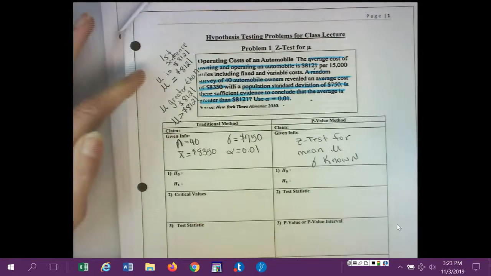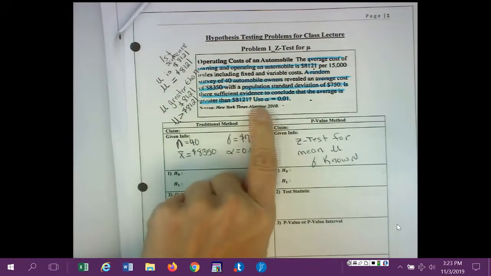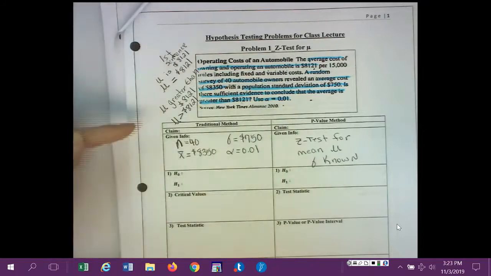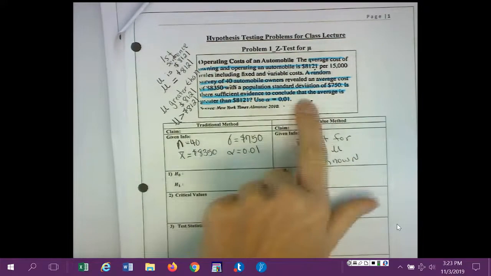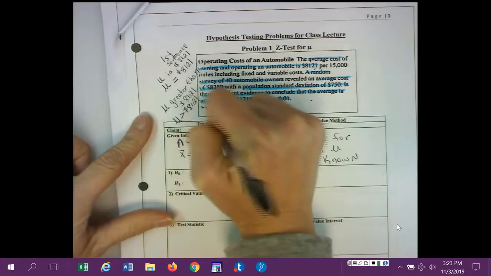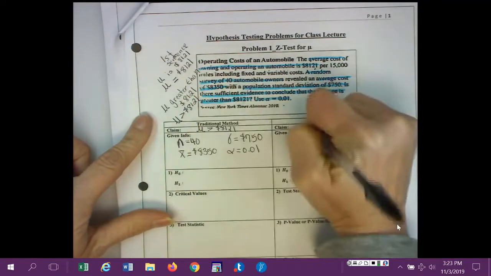The first sentence and what I call the last sentence, even though alpha equals 0.01 is technically the last sentence, the first sentence and the last sentence disagree. So one is the claim that we're testing, and the other is the statement opposite the claim. So to really read the problem and understand which one of the two we're testing, which one of the two would be the claim, we have to go by the question: is there sufficient evidence to conclude that the average is greater than 8121? So mu greater than 8121 is the claim.